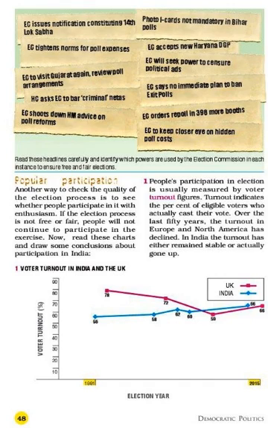If the election process is not free and fair, people will not continue to participate in the exercise. The graph given on page 49 shows that the voter turnout ratio is increasing in India. Turnout indicates the percent of eligible voters who actually cast their vote. In India, the turnout has either remained stable or actually gone up. So it shows that people participate in the elections.